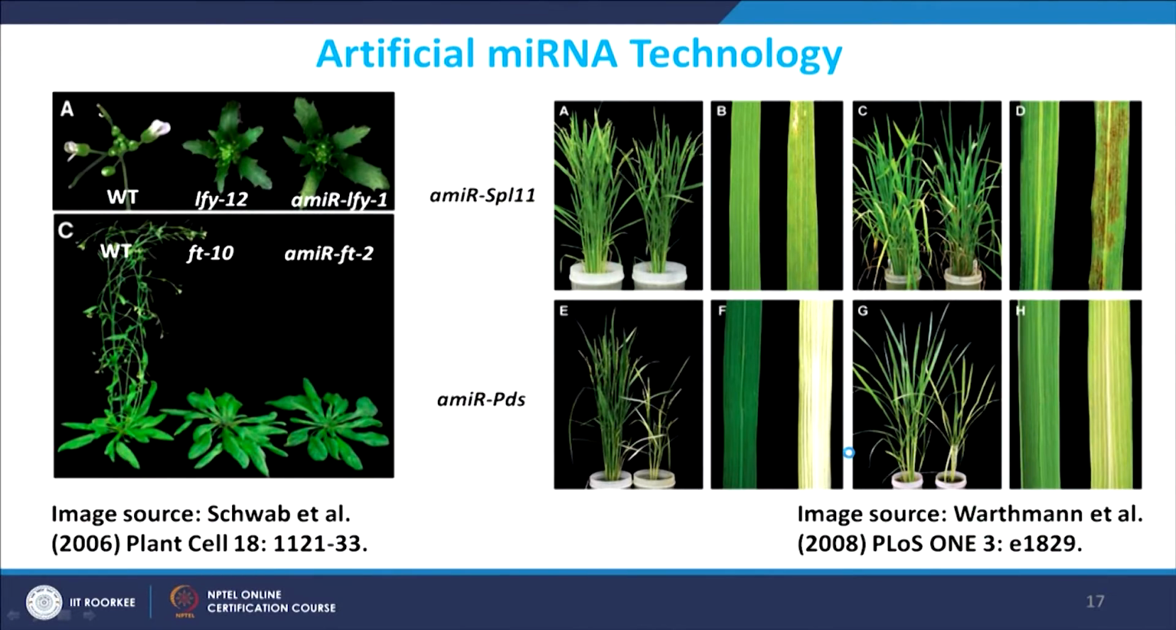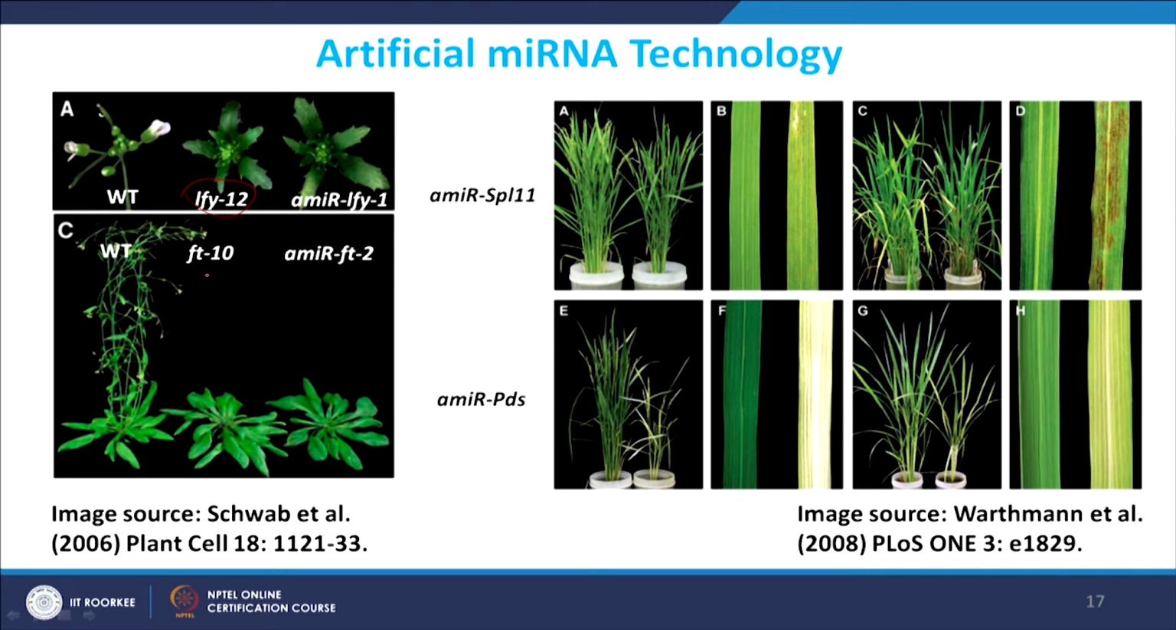And if you see here, this has been quite successfully used in some studies. For example, take this example of Arabidopsis, the leafy mutant. This is basically an insertional mutant. If you look at leafy 12, it has a significant phenotype as compared to the wild type, but if you target leafy through an artificial microRNA, you can mimic the phenotype. So, your artificial microRNA here is as strong as the other mutants.